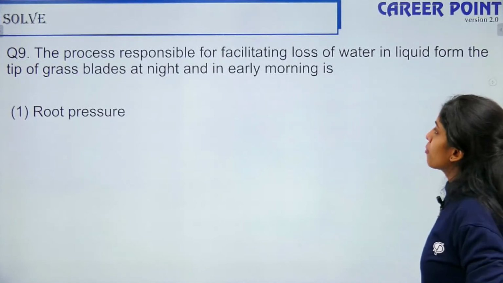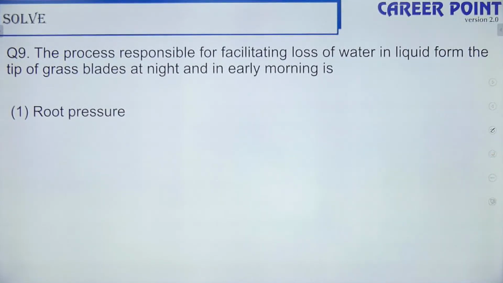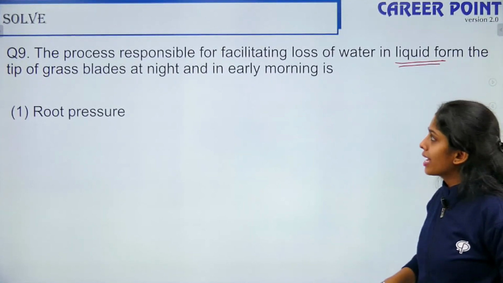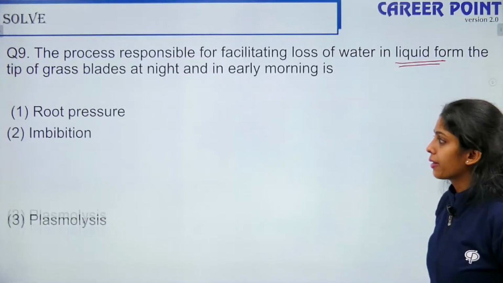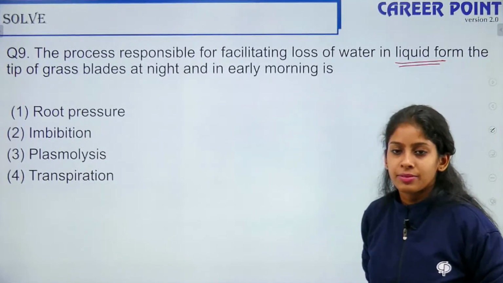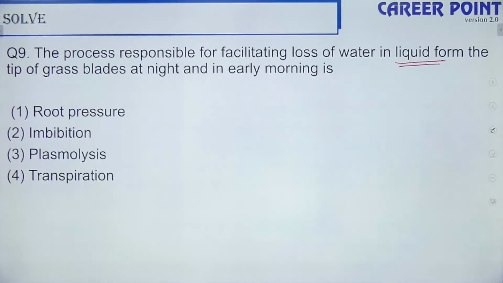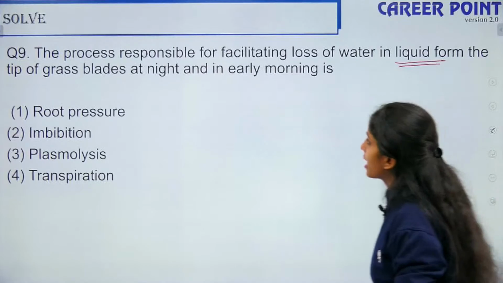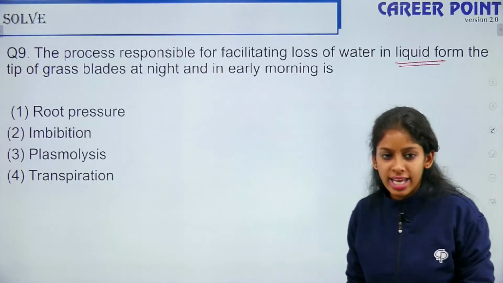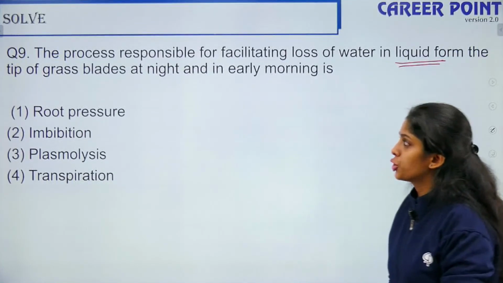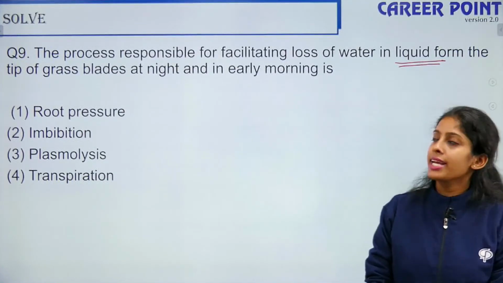So question 9. So the process responsible for facilitating the loss of water in liquid form from the tip of the grass blades at night and in the early morning is. Yes, porphyrin ring is present in your chlorophyll. So root pressure, imbibition, plasmolysis, transpiration. Yes, question 9.